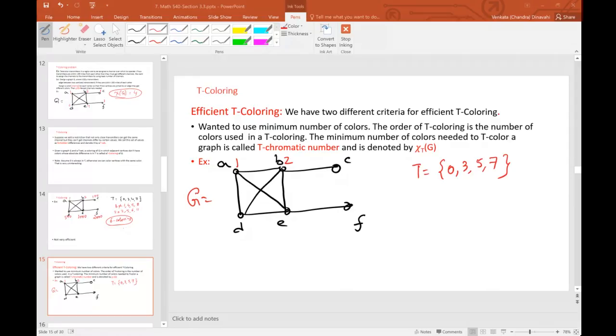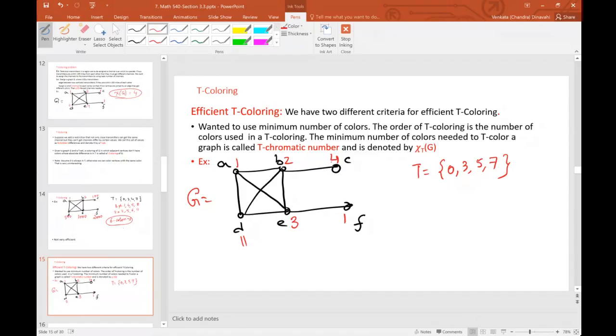Let me check. So let's make this 4 and say 3, 1, and say for example 11. This is one coloring. You can see that it satisfies the requirement. But is this the fewest number possible? Can you color with fewer colors? I think the answer is yes.